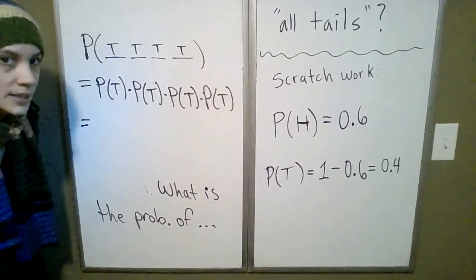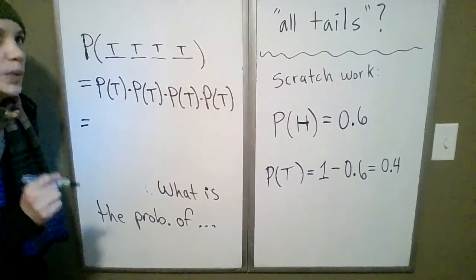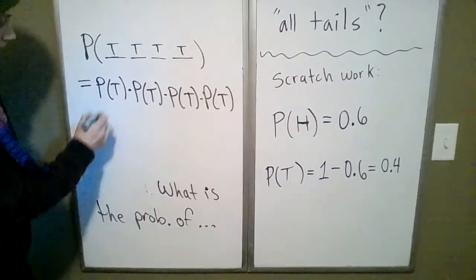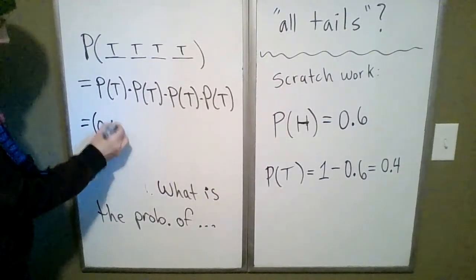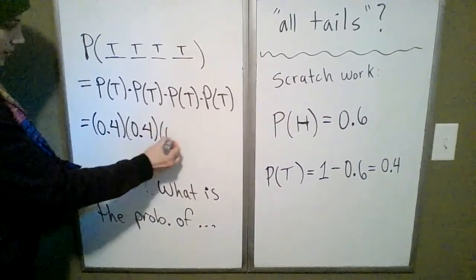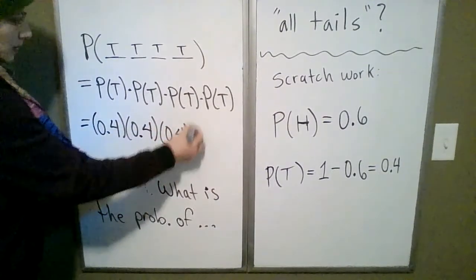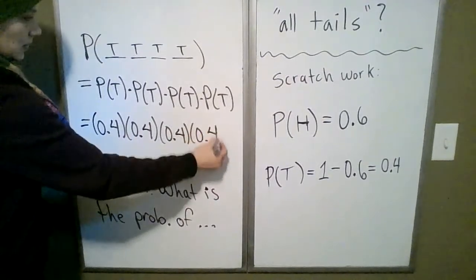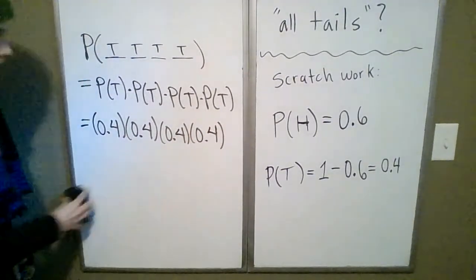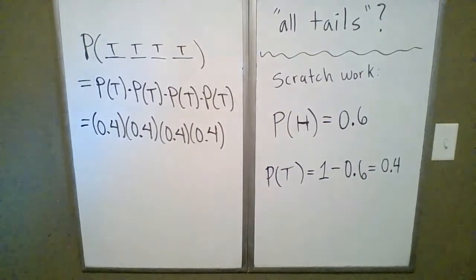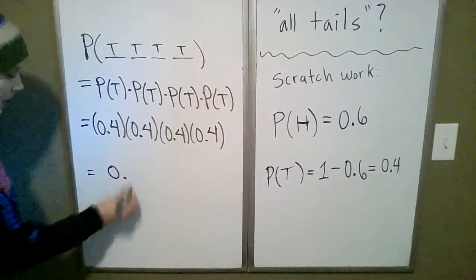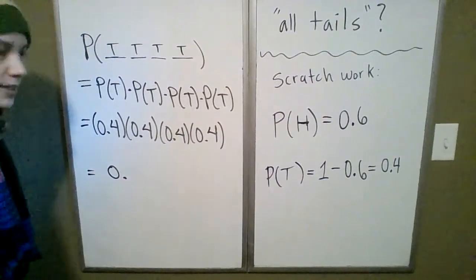Okay, this time, since it's an unfair coin, we need that probability for tails of 0.4. I'll multiply that with itself. 0.0256.